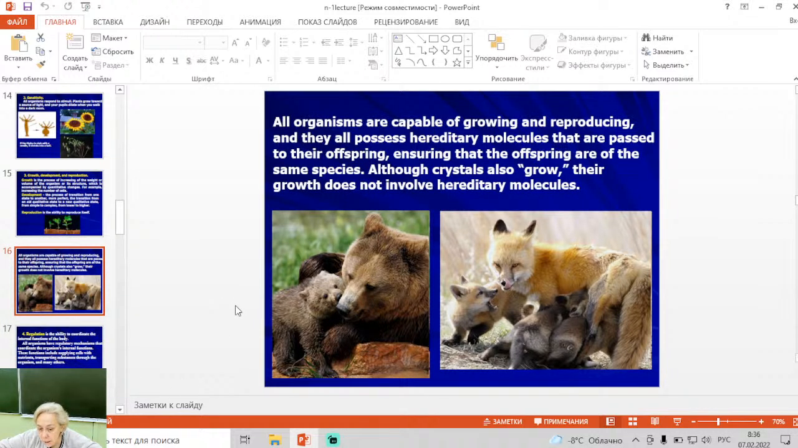All organisms are capable of growing and reproducing, and they all possess hereditary molecules that are passed to their offspring, ensuring that offspring are of the same species. Also, crystals grow, but their growth doesn't involve hereditary molecules.